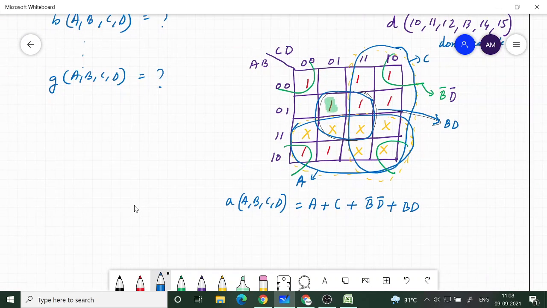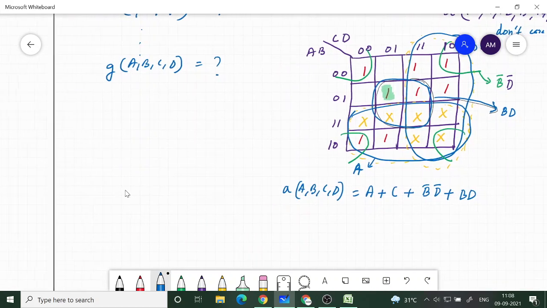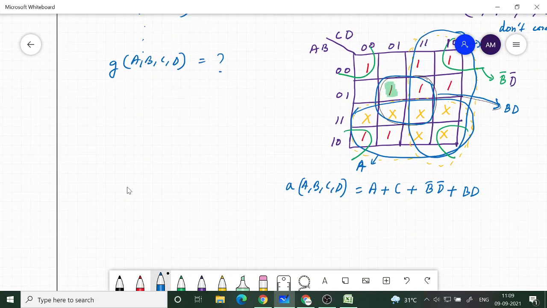Excuse me, sir. Yes. So is it not possible to group them into 3, sir? No. See, why do we insist on grouping them into 2, 4, 8? Because they correspond to the simplification.